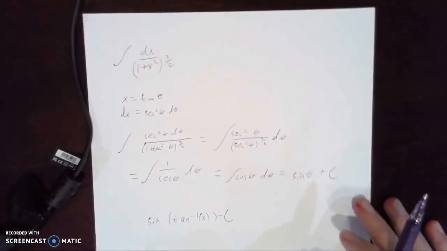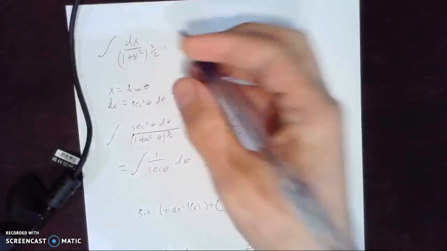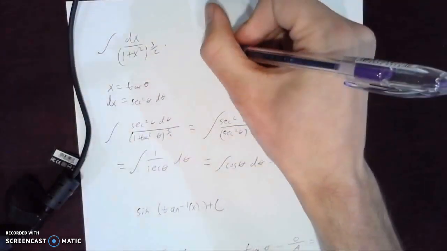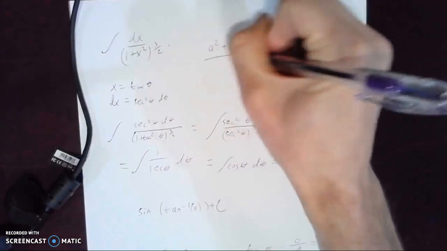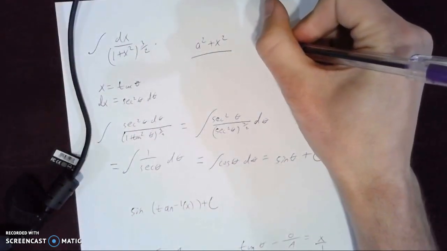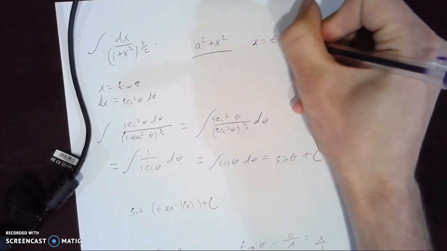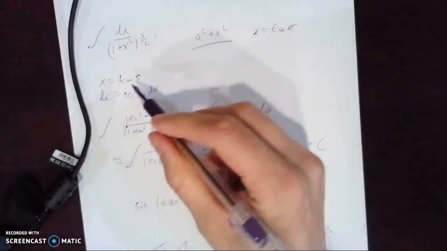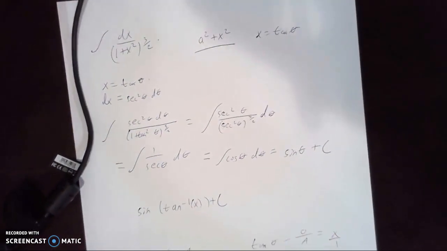Okay. The second problem that we're going to look at, this one's not a definite integral, it's just a regular integral. We're integrating dx over 1 plus x squared to the 3 halves. So this is of that form, a squared plus x squared. And for these, we're going to use the substitution x is tangent theta. Okay? So if x is tangent theta, then dx is secant squared of theta d theta.